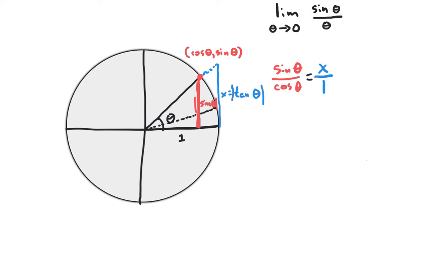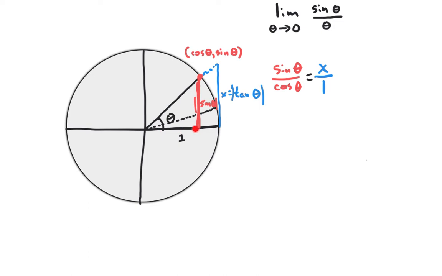So that's kind of the idea here. Okay, so let's go to it. Let's calculate the area of this red triangle. Well, that's easy. That's a right-angled triangle. It has height sine theta and base cosine theta.